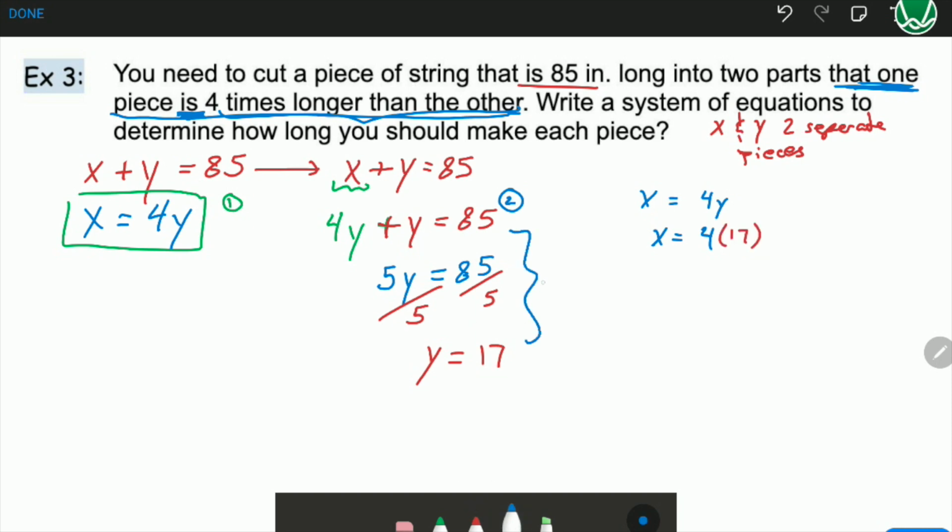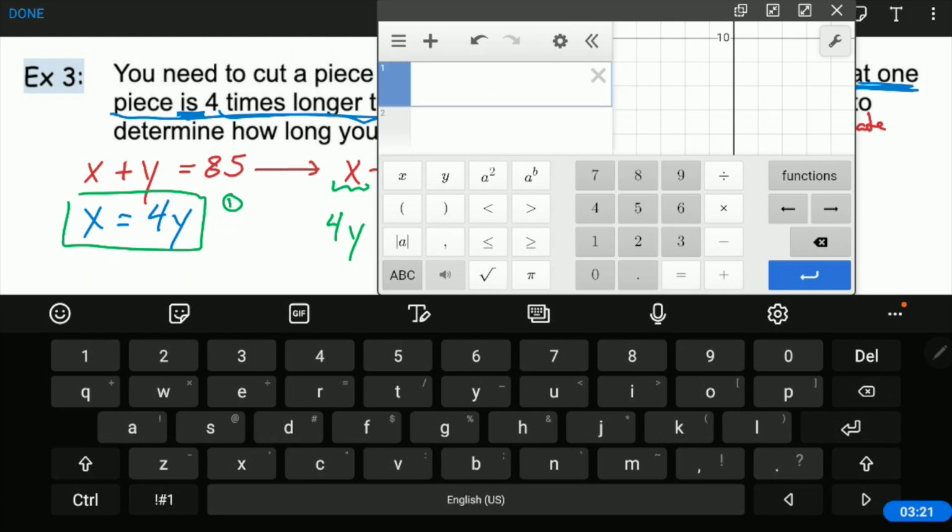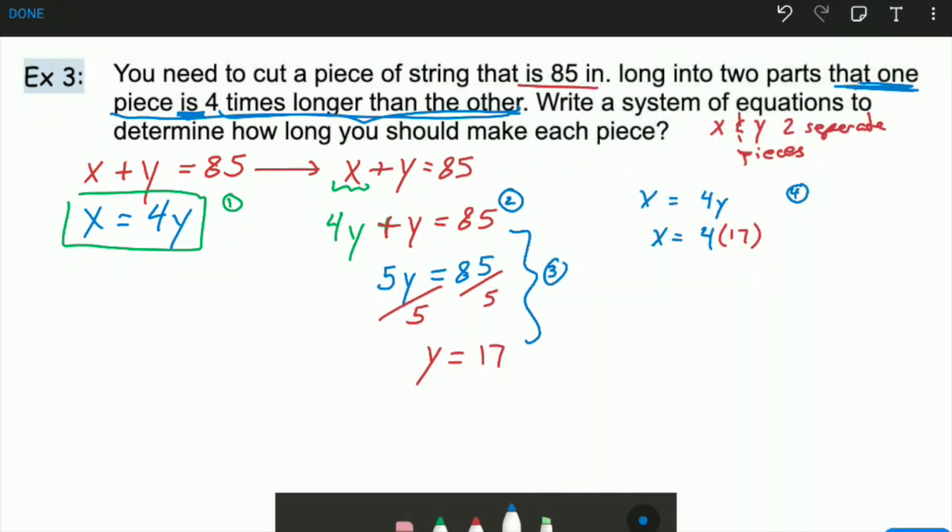And just a reminder, this is all step 3. What we're doing over here is step 4. 4 times 17. I don't know why my keyboard's coming up right now. 68. So x is 68. To summarize, one piece is 17 inches, and the other is 68 inches. That's it.